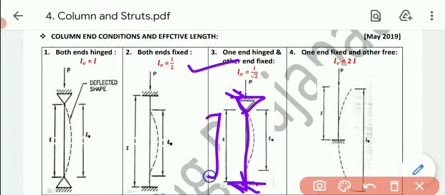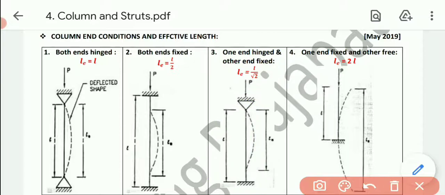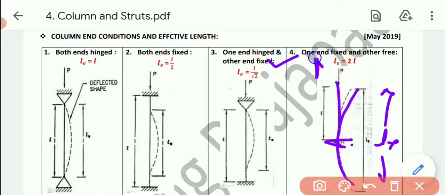So in this case obviously this one is our L, and the effective length is measured from the hinge support and will be like this. So ultimately the condition will be LE equals L by root 2. And the last one, one end fixed and the other end free. So it will be like this, and this is our LE. In this case we can say LE equals twice L.